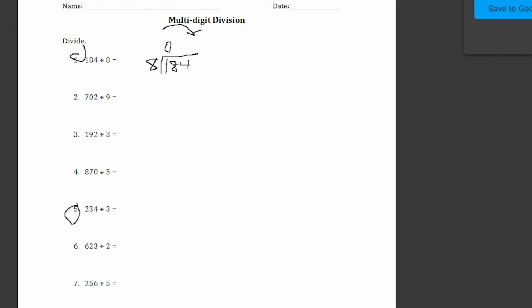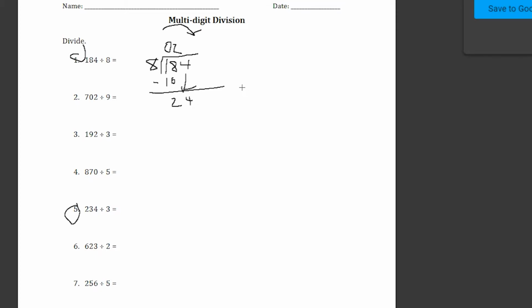Now we do 18 divided by 8, and 8 can go into 18 two times. And we do 2 times 8, which is 16. And now we subtract 18 minus 16, which is 2. Now we have 2 divided by 8, which isn't possible. So we need to bring this 4 down.